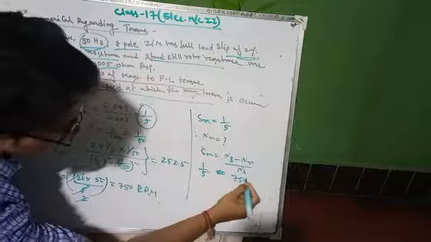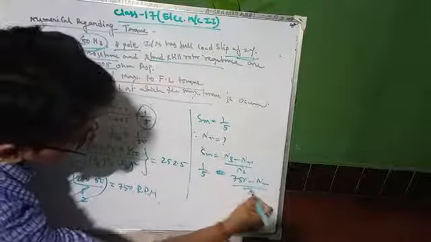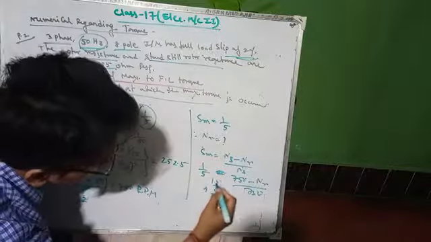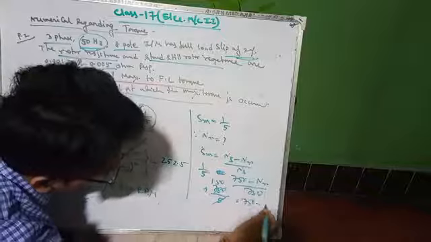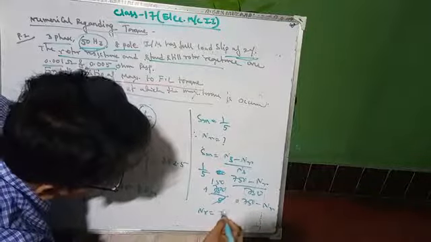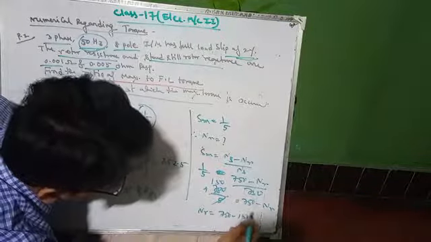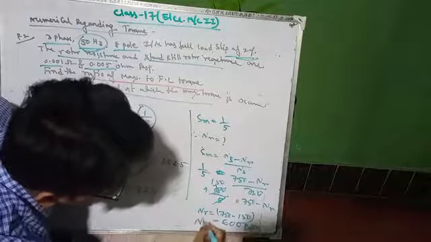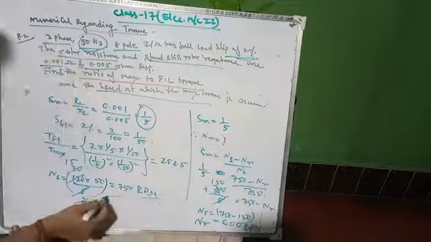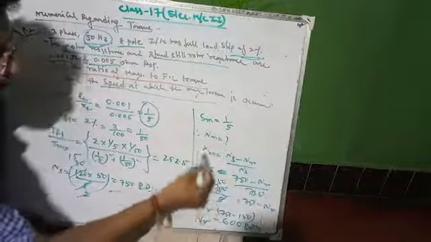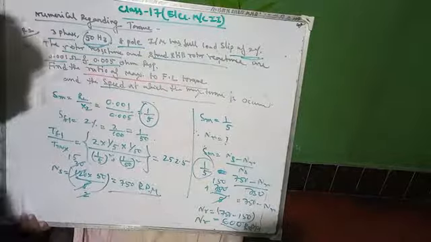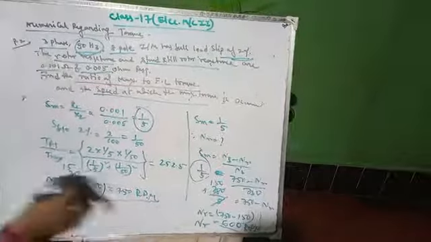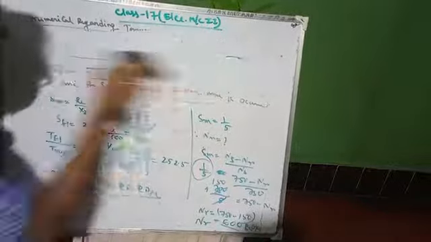So (750 minus Nr) by 750 equals 1 by 5. So 750 by 5 equals 150, equals 750 minus Nr. So Nr equals 750 minus 150, that is 600 RPM, right? So just find this Ns and put it over here, and Sm is given. You can easily get this Nr of 600 RPM. Okay, so this is your problem number 2. Now I am moving on to problem number 3.